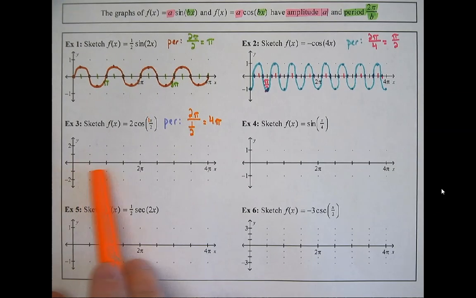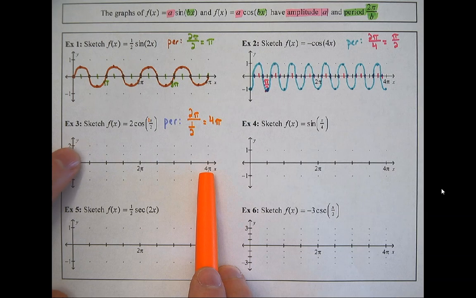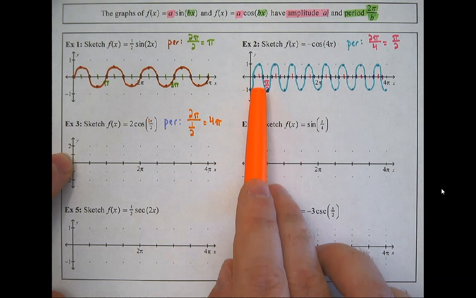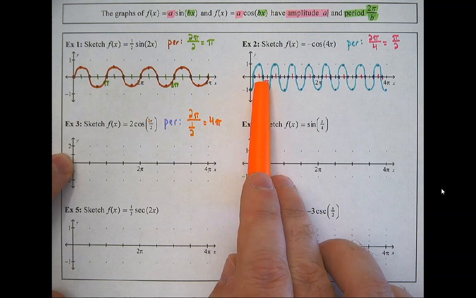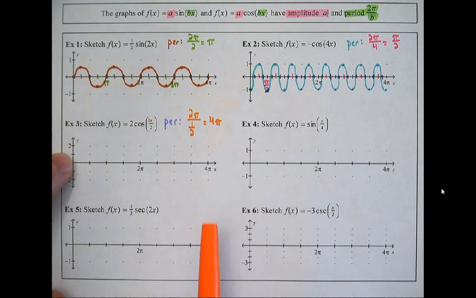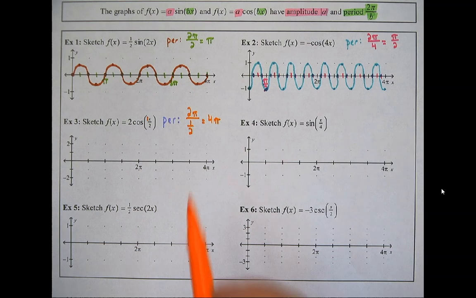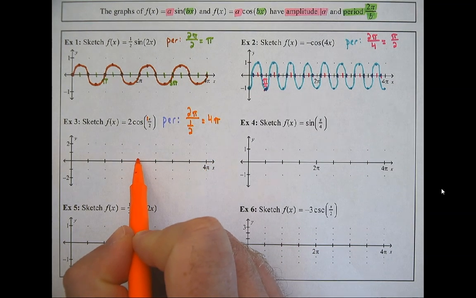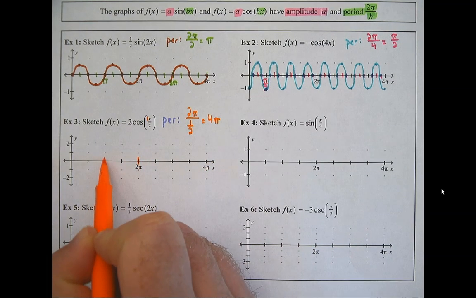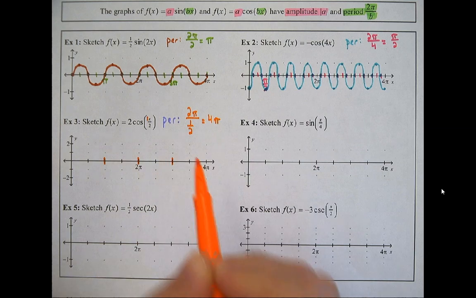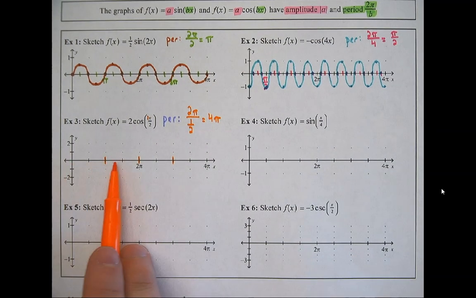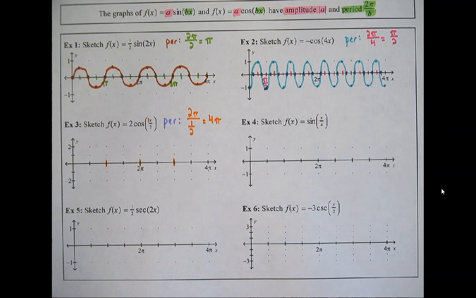That means that I want to take the gap from 0 to 4 pi, and I want to divide it into 4 equal sections. Just like I did up here, I took from 0 to pi over 2 and divided it into 4 equal sections. I'm going to take 0 to 4 pi and divide it into 4. But the best way to do that is to cut it in half once, and then cut each one of those in half again. So now I have quadrant 1, quadrant 2, quadrant 3, and quadrant 4.